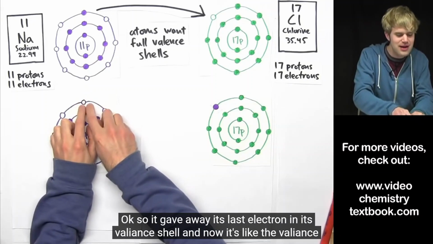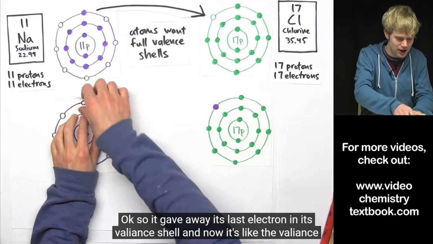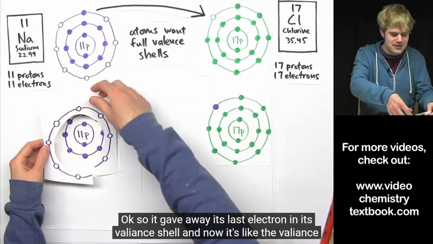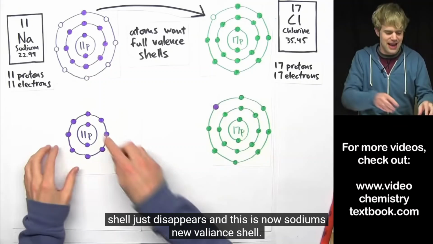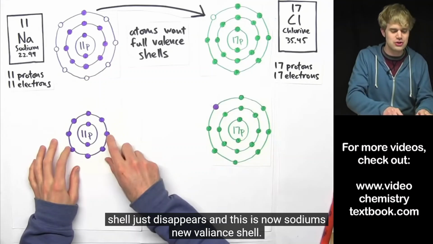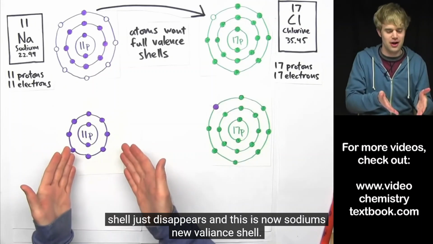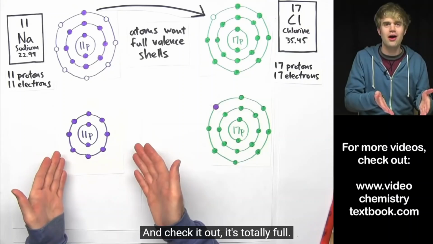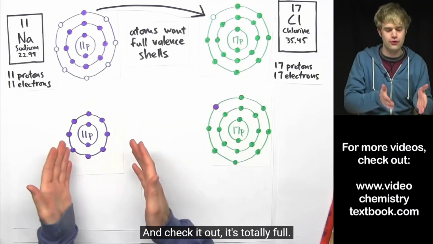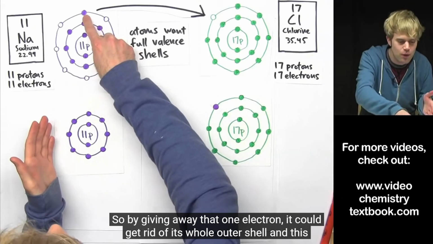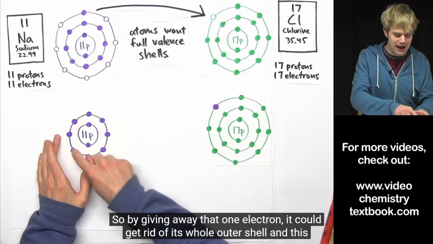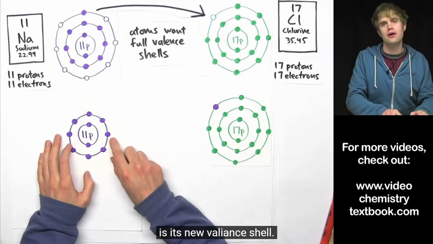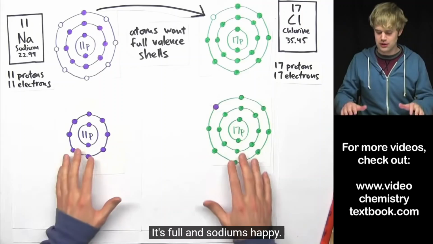So it gave away this last electron in its valence shell, and now it's like the valence shell just disappears. And this is now sodium's new valence shell. And check it out. It's totally full. So by giving away that one electron, it could get rid of its whole outer shell, and this is its new valence shell. It's full, and sodium's happy.